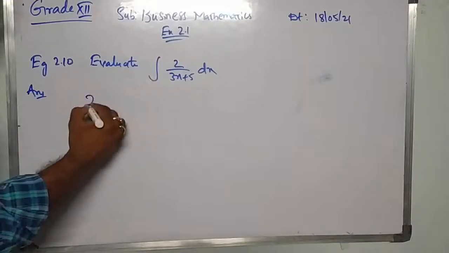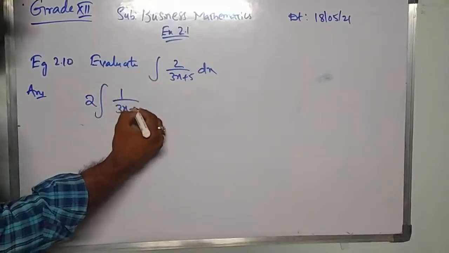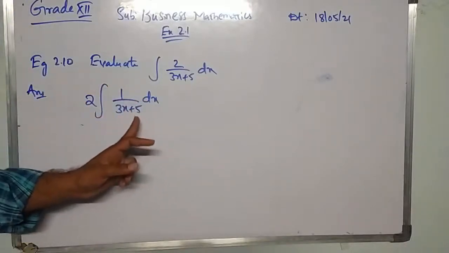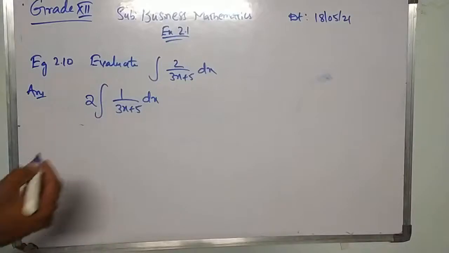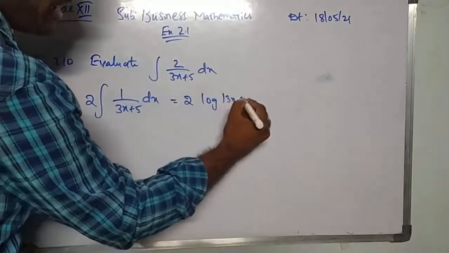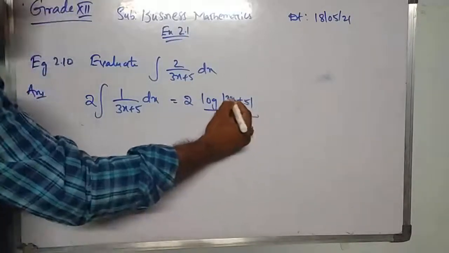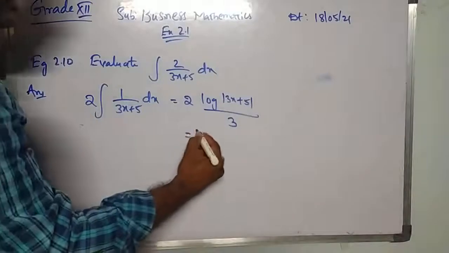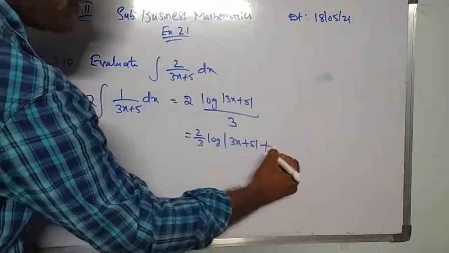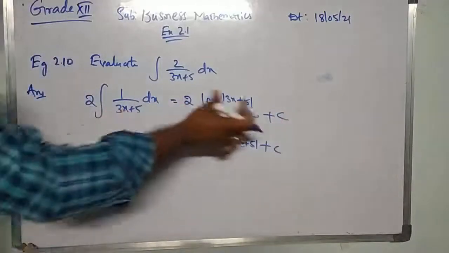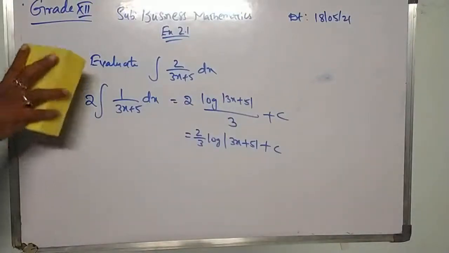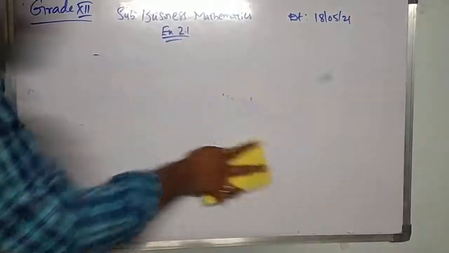So we can take the number outside, integral 1 by 3x plus 5 dx. We already know the integral of 1 by ax plus b. What will be the integral? Log mod only. So 2 as such only. So log mod 3x plus 5 by, what is extra here? 3 is extra for x, so by 3. So the final answer will be 2 by 3 log of modulus 3x plus 5 plus c. Immediately after integration, if it is completed, we have to put plus c, the constant of integration.